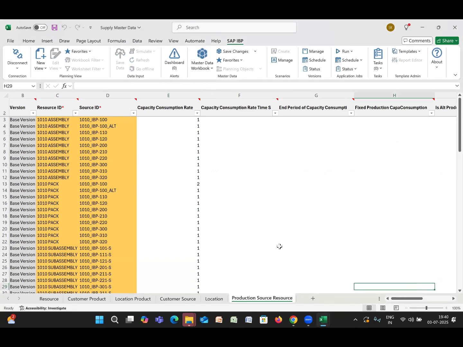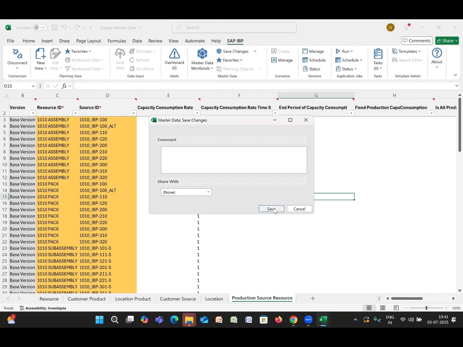What is the name of the attribute? Capacity consumption rate. I have maintained 2 here. So what is the meaning of this? Capacity consumption rate: one quantity of FG IBP 100 will require 2 hours of this 1010 pack. So because I am producing 666 quantity of IBP 100, that's why I need 666 into 2 hours on this 1010 pack. If I make this as 3 now, what it means is that one quantity of IBP 100 requires 3 hours of 1010 assembly.